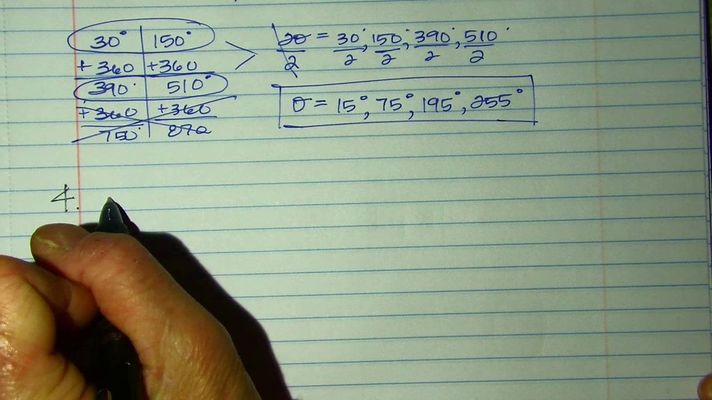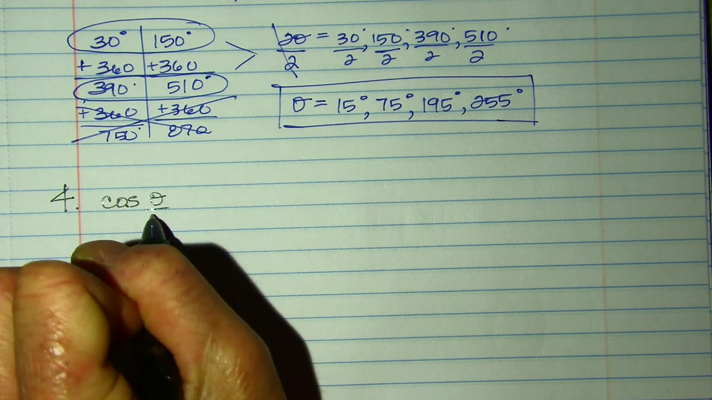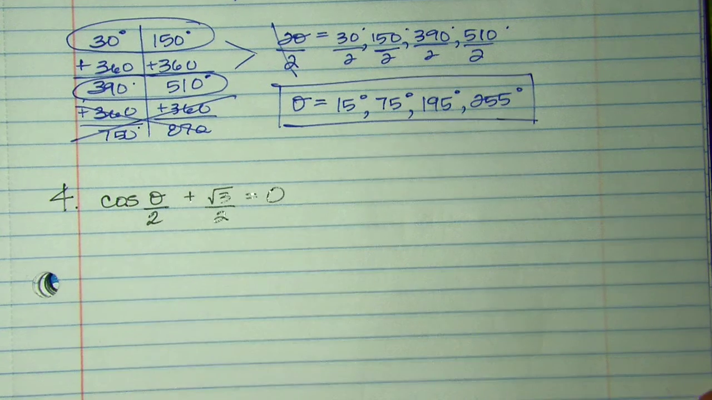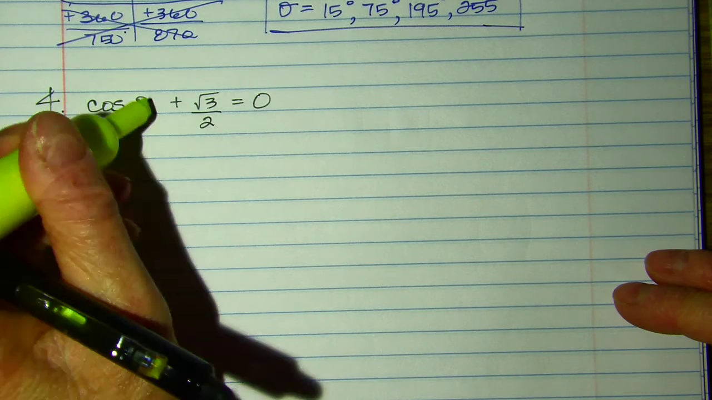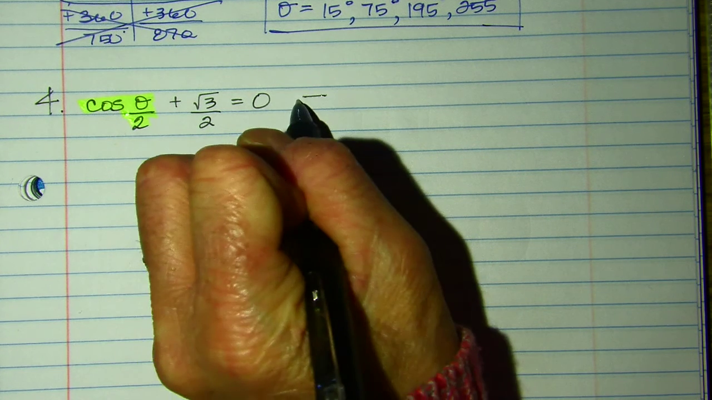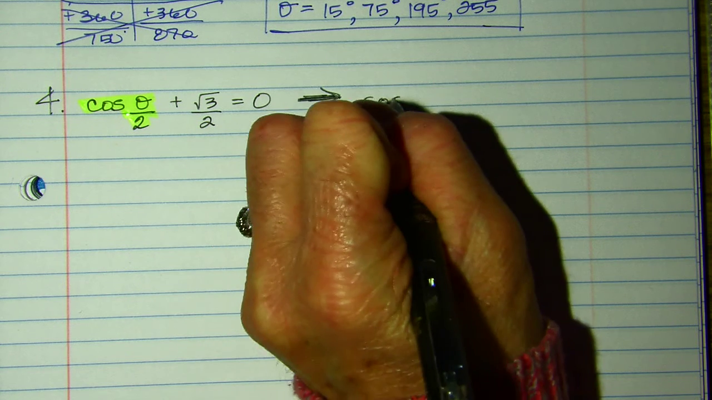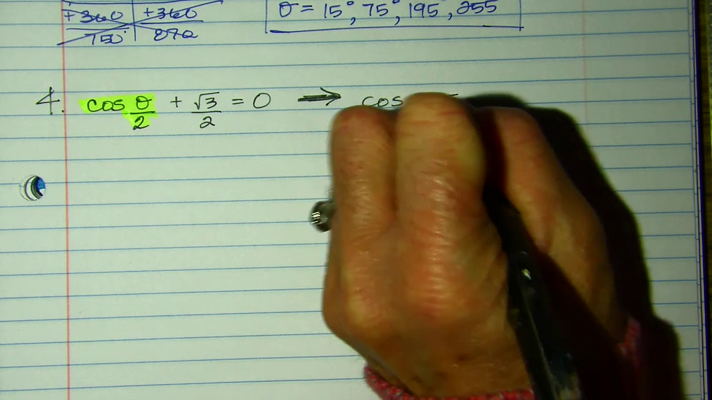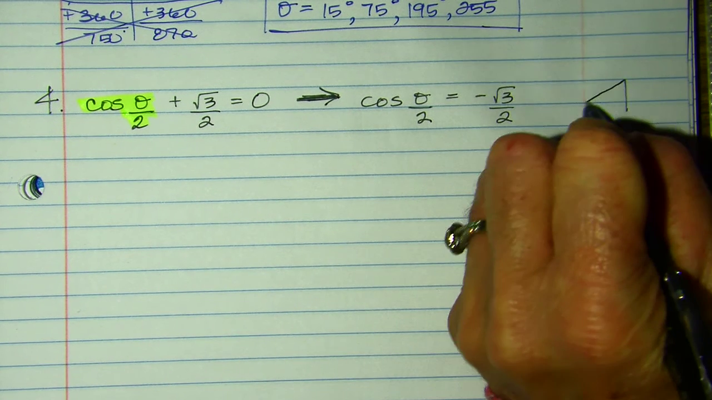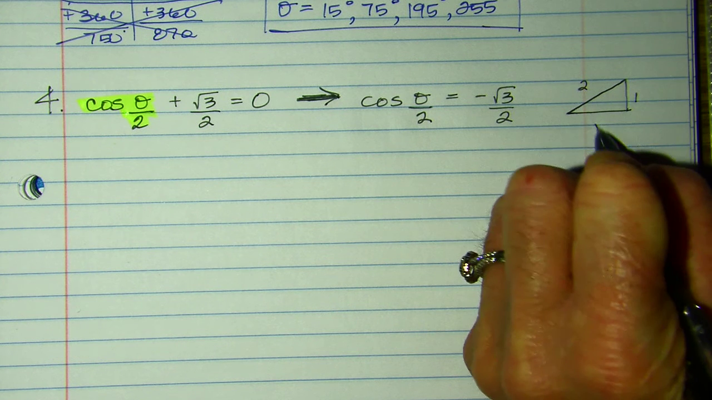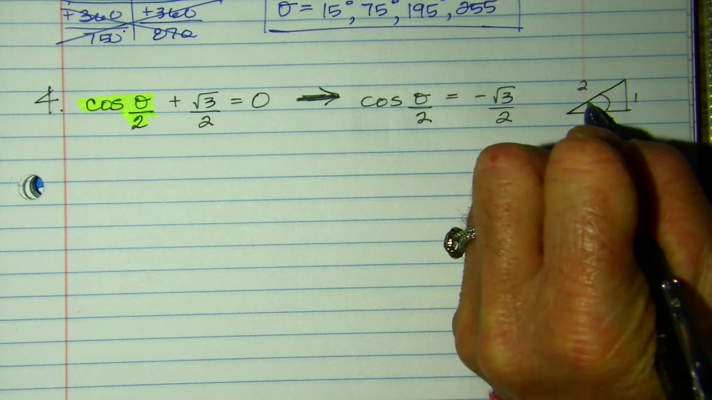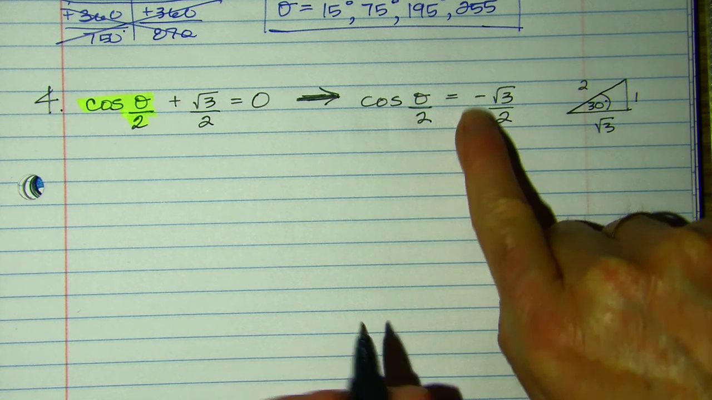Just to give us adequate practice, so the cosine of theta over 2 plus root 3 over 2 equals 0. All right, now remember, I cannot move the argument, but I do need to isolate it so I can solve it. So I'm going to rewrite this to be the cosine of theta over 2 equals negative root 3 over 2. Okay, as soon as I see a root 3, I think of my 30, 60, 90 because it involves root 3. Cosine would be adjacent over hypotenuse, so I'm dealing with 30 degrees, but this is negative.